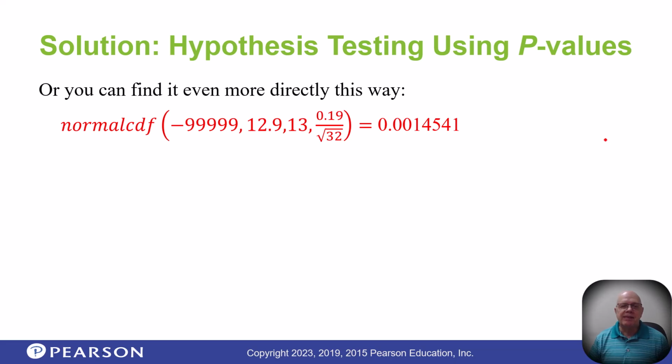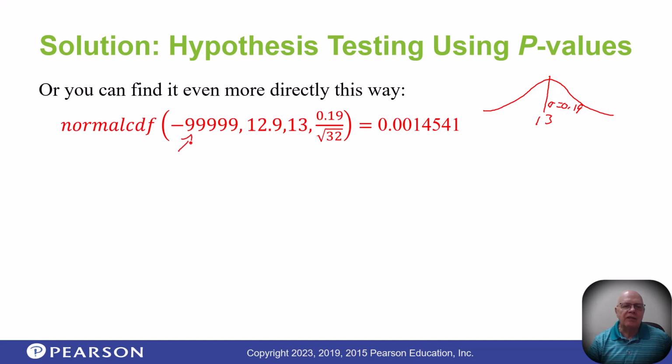And this is a tip. We're going to sneak this in. If you want to do it without going to the z value, you could do it this way. If you think of your distribution as having a mean of 13 and a standard deviation of 0.19, we can do all of this in one step.